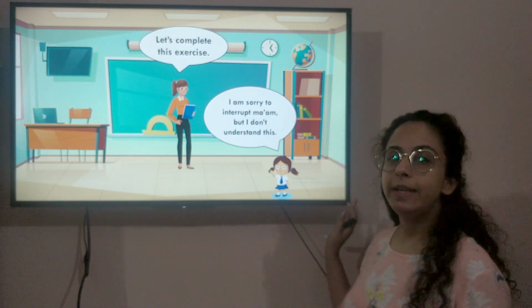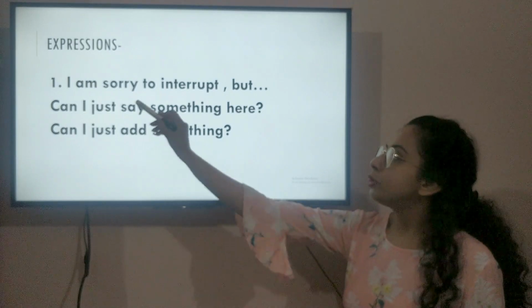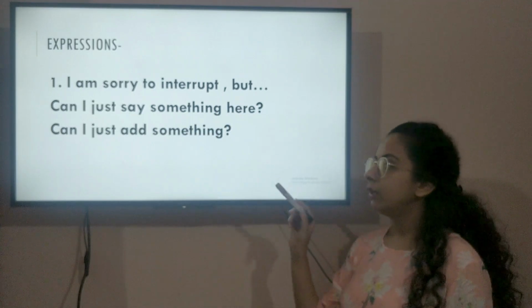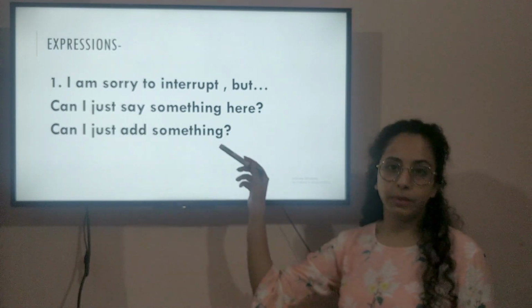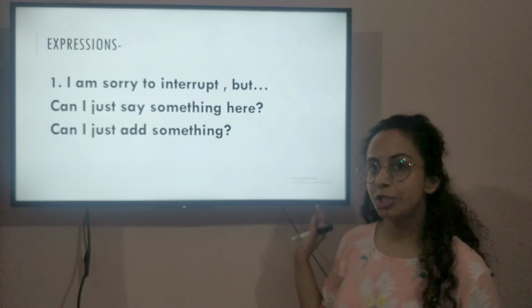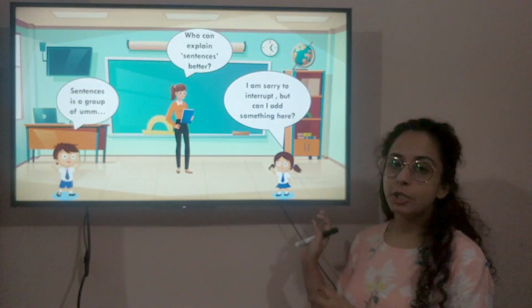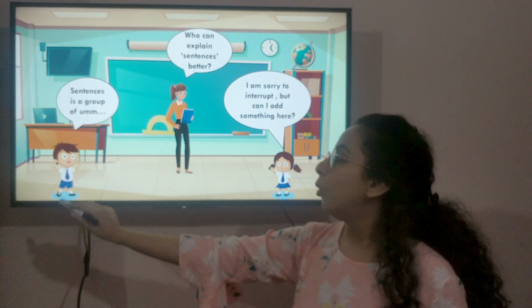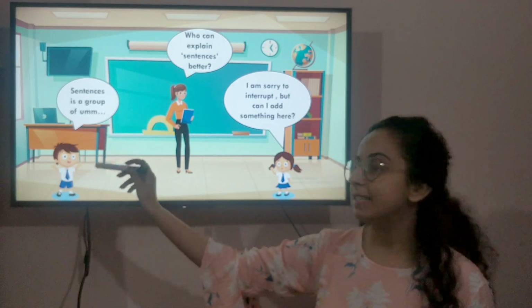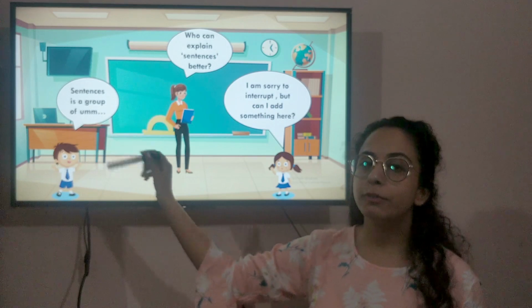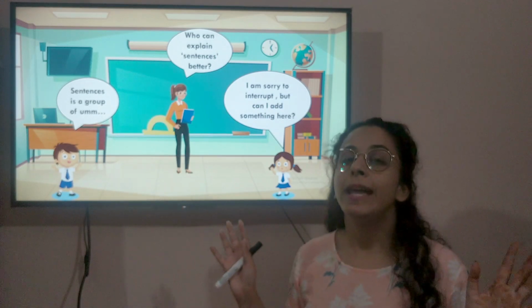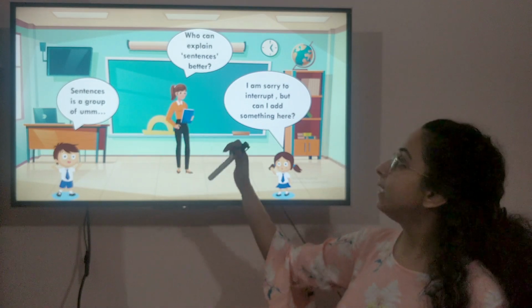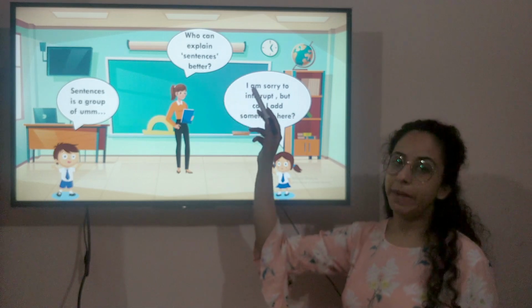Now let's look at the next expression. I am sorry to interrupt, but can I just say something here? Or, can I just add something? Now let's look at its usage in a situation. A teacher is again teaching and the child is explaining what is meant by sentences. Sentences is a group of... The child is not able to explain sentences properly. So the teacher says, who can explain sentences better?